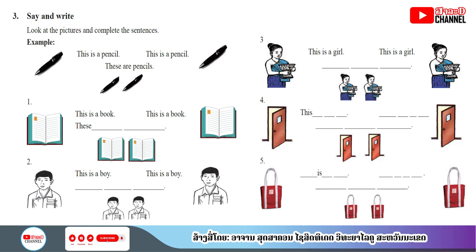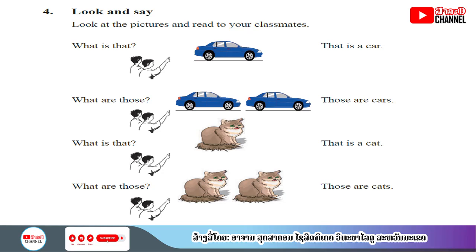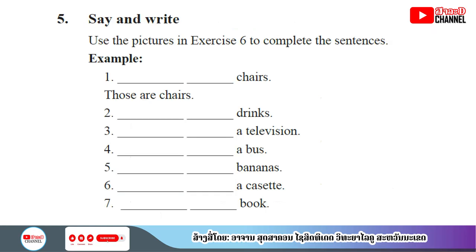Exercise 3. Say and write. Look at the pictures and complete the sentences. Example. This is a pencil. These are pencils. Exercise 4. Look and say. Look at the pictures and read to your classmates. Exercise 5. Say and write. Use the pictures in Exercise 6 to complete the sentences.